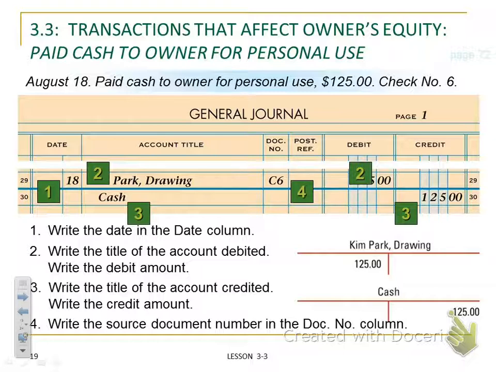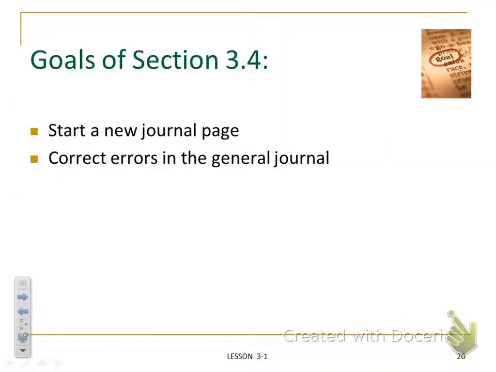And that takes us through section 3.3 of chapter 3. Now we will move on to section 3.4. In section 3.4, we're going to focus on starting a new journal page and correcting errors in the general journal.